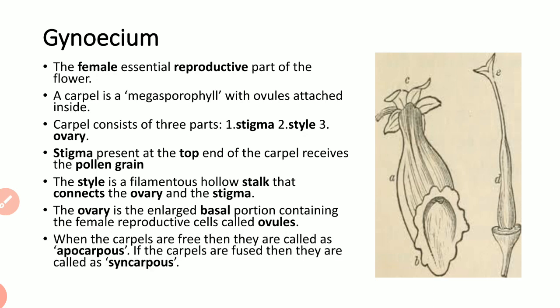There are two terminologies related to the gynoecium. First one is apocarpous and second one is syncarpous. Now we will proceed towards apocarpous. When the carpels, meaning the gynoecium, are free, they are called apocarpous. If the carpels are fused, meaning united, then they are called syncarpous.